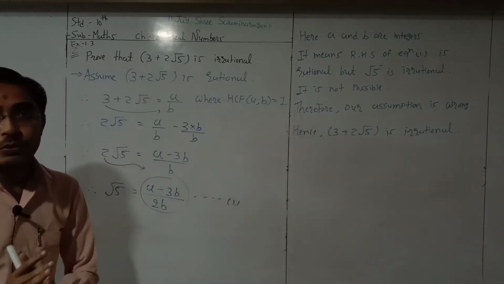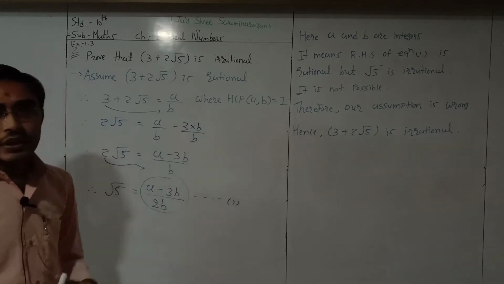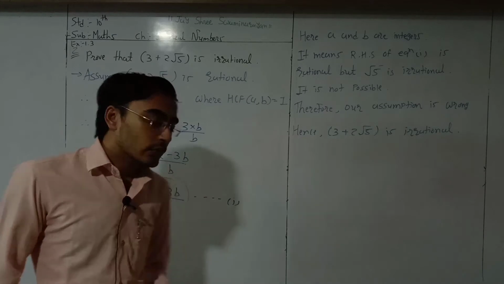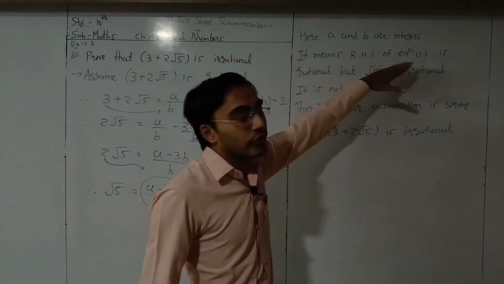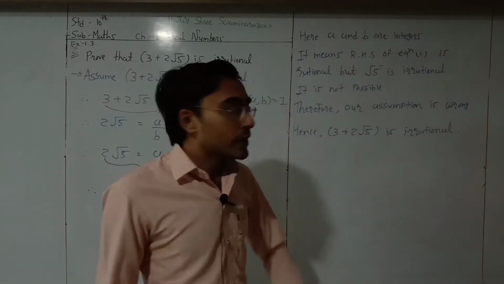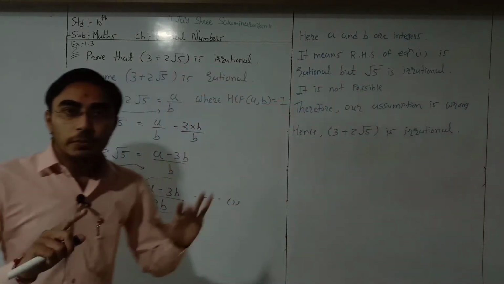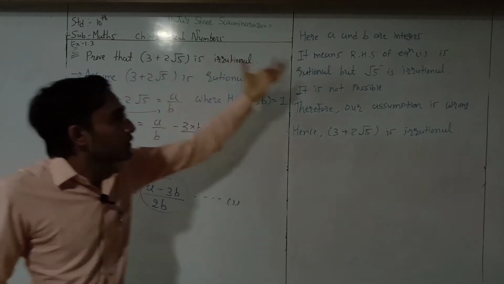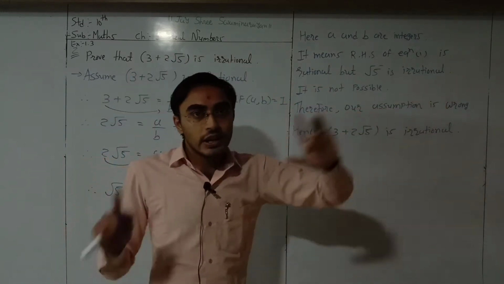Left hand side under root 5 is an irrational number, but our right hand side is a rational number. So this is not possible, right? Left hand side irrational, right hand side rational, so this is not possible. Okay, so here we can write like this. The right hand side of equation 1 is rational, but under root 5 is irrational. It is not possible, it means our assumption is wrong, right? Therefore our assumption is wrong.